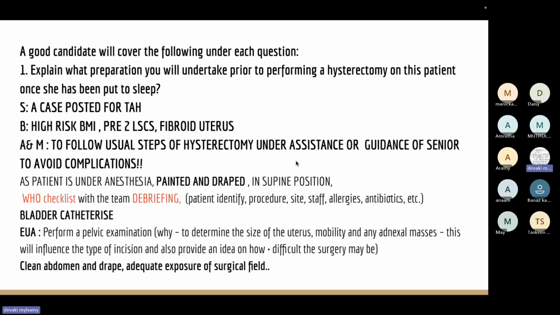Now the first thing, question number one. A case posted for total abdominal hysterectomy with high risk factors: high BMI, previous LSCS, and fibroid uterus. This is a case for THBSO. My assessment and management includes following the usual steps of hysterectomy under the assistance or guidance of a senior to avoid complications.